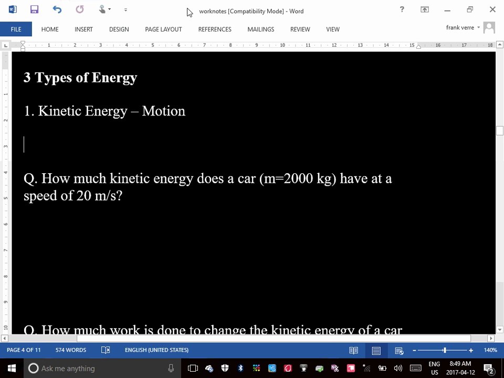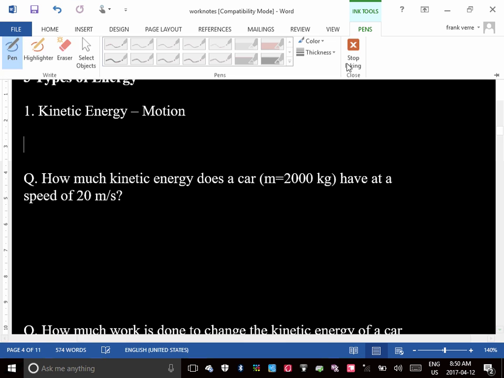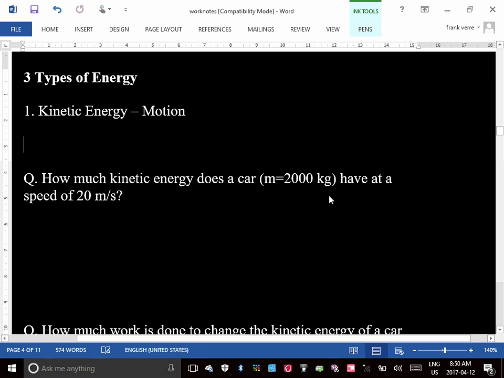Okay, so we're going to talk about three types of energy today. We're going to start with the first one. It says the energy of motion, or kinetic energy. Now, in terms of the labeling of this, I'm going to use this label. You might not see the same label in the textbook. It might be a different label, but as long as you understand what the label means, you should be fine.